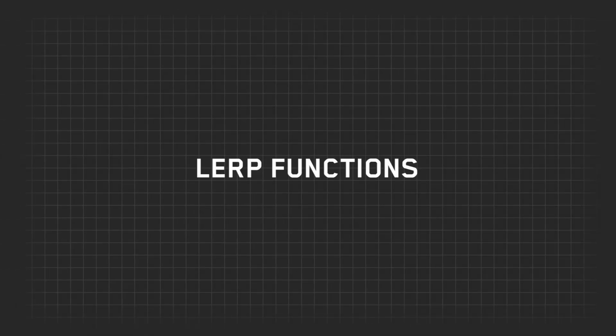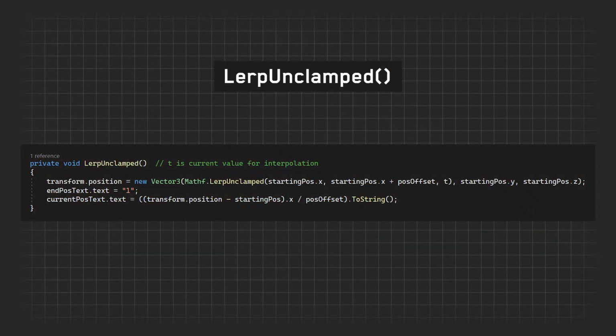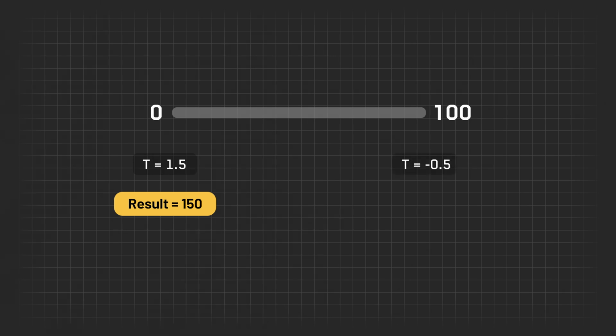There are two more Lerp functions worth mentioning. The first is Lerp unclamped, which allows the t value to go beyond the typical range of 0 to 1. This means you can continue interpolating outside the limits. For example, if you are interpolating from 0 to 100 and set t to 1.5, the function will return 150. Similarly, if you set t to minus 0.5, it will return minus 50. This is useful when you need to extrapolate values beyond the given range.